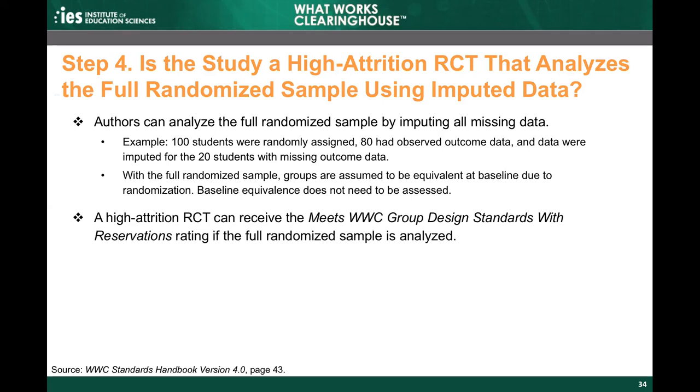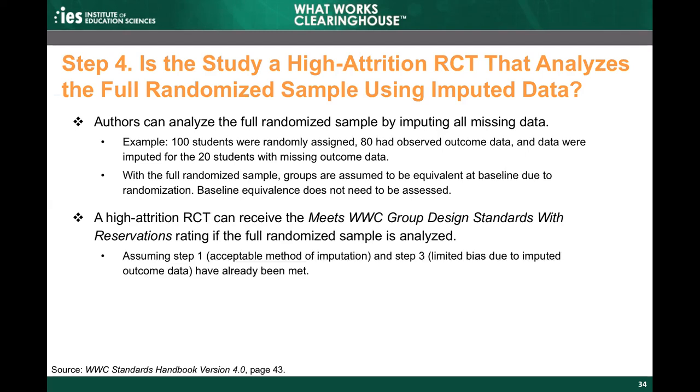A high attrition RCT can receive the meets WWC group design standards with reservations rating if the full randomized sample is analyzed. But this, of course, assumes that step one, namely that an acceptable method of imputation was used, and step three, that there's limited bias due to imputed outcome data, have already been met. And the reason why, in this case, it would receive a with reservations rating is still because it's a high attrition RCT, and high levels of attrition can pose a threat.